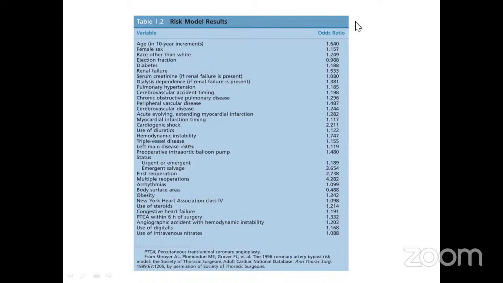And there are odds ratios, where age has an odds ratio of 1.6 and female sex has a ratio of 1.4.